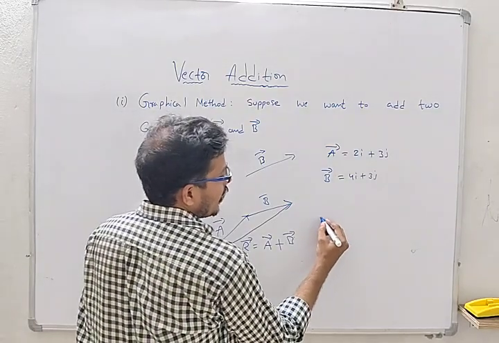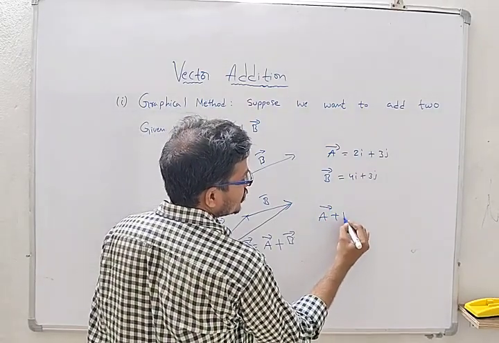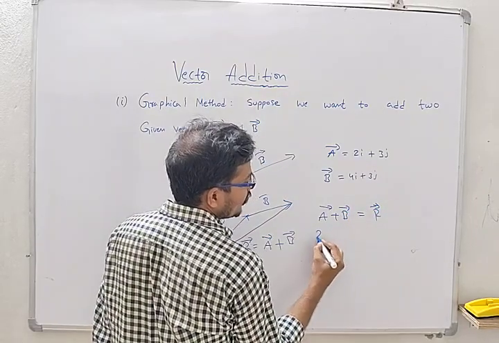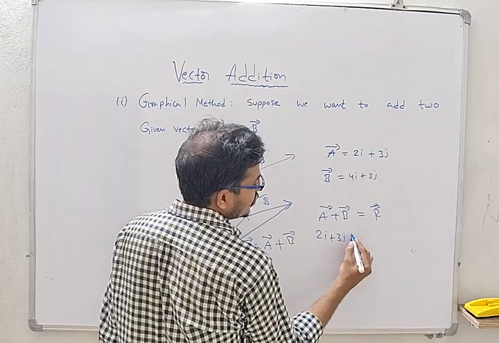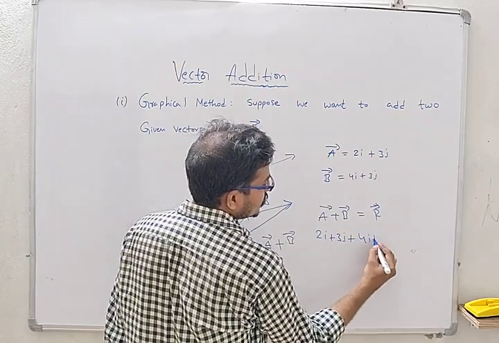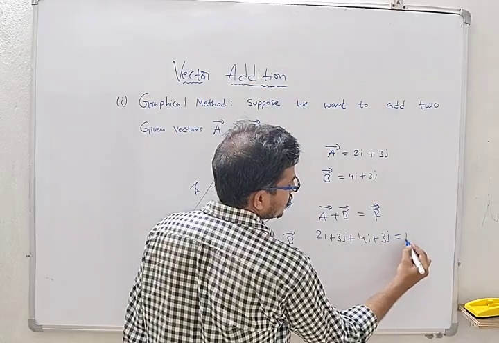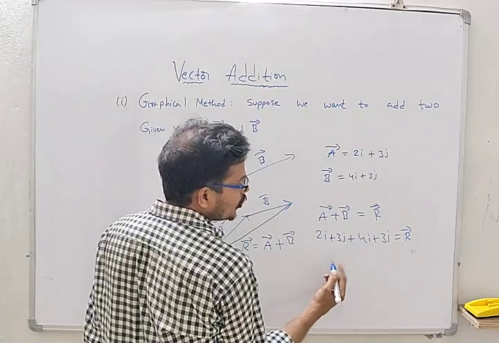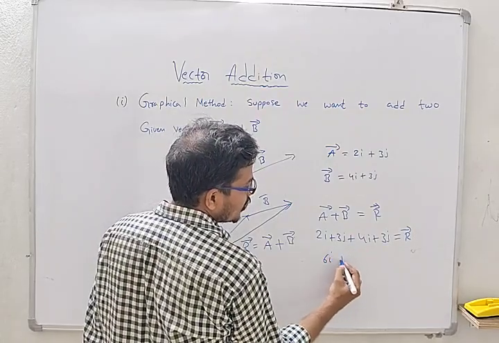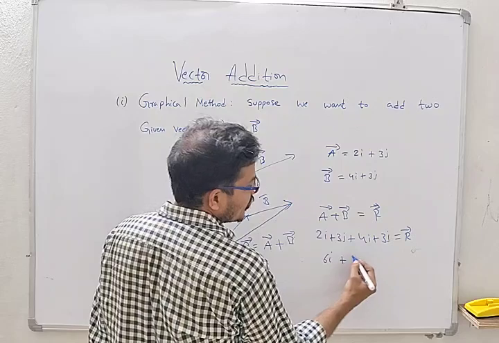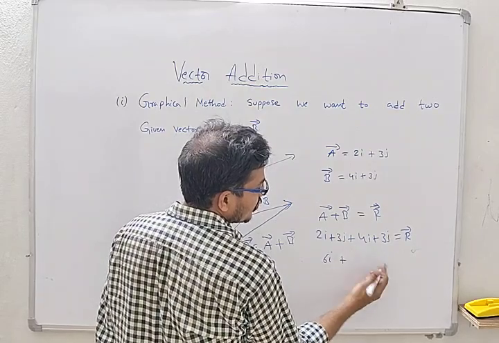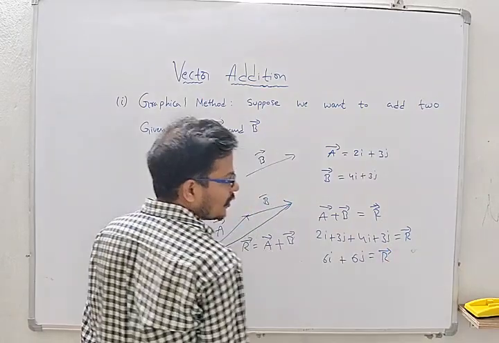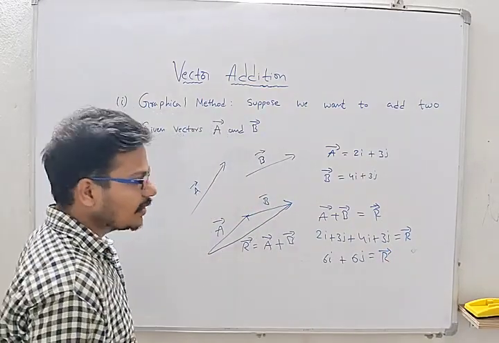So now see, A bar plus B bar is equal to R, which is nothing but 2i plus 3j plus 4i plus 3j. The i components should be added, and the j components should be added. So 6i plus 6j is equal to the resultant vector. This is the resultant vector.